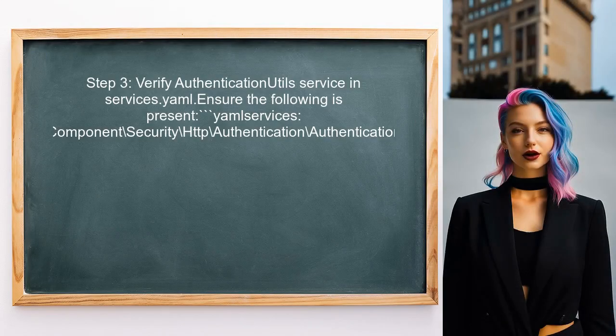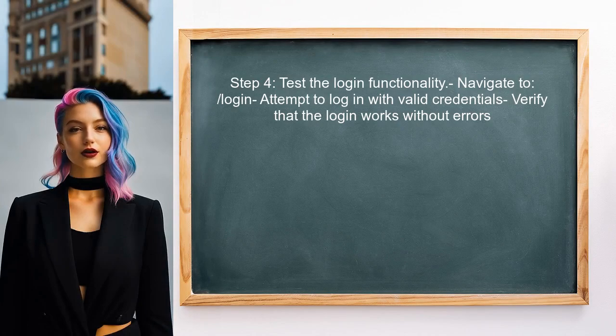Now, the user should check the service's configuration to ensure that the authentication utils service is available. This is typically done in the services.yaml file. Finally, the user can test the login functionality to confirm that the error has been resolved. They should navigate to the login page and attempt to log in.